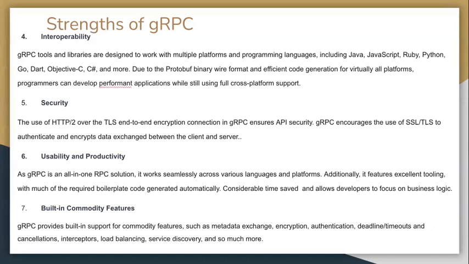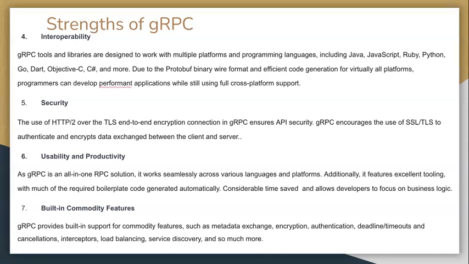Authentication allows the API to be inherently secure. Deadlines and timeouts are essential to implement to maintain response ratios. Cancellations, you can easily process those as well. Next are interceptors, and load balancing is very essential for building a scalable API, so that is also built in. And service discovery is now more and more utilized for deploying services. You will find this in Kubernetes as well, as they have incorporated gRPC in Kubernetes.